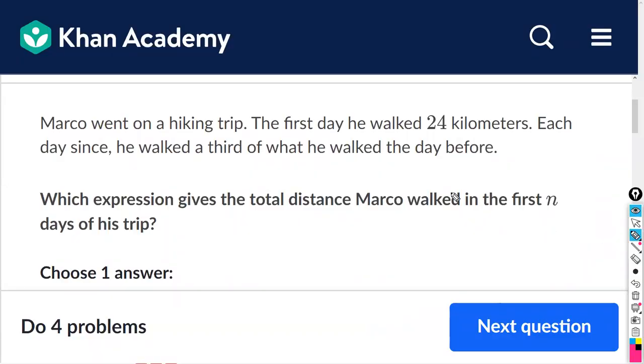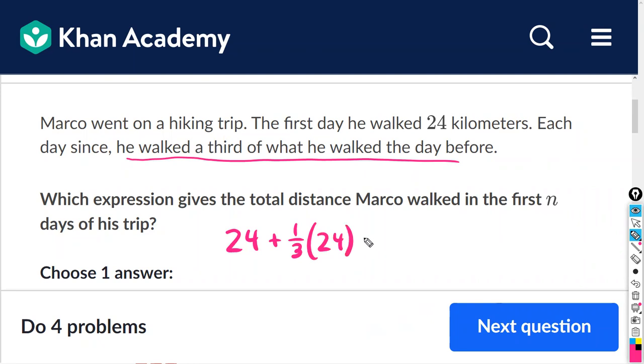And just so you understand this series, the first day he walked 24 kilometers, and then each day he walked a third of what he walked the day before. So this would be 24 plus 1/3 times 24 plus 1/3 times 1/3 times 24, and so on. It keeps getting multiplied by a third. In other words, it's divided by 3 each time, and you're adding those terms.